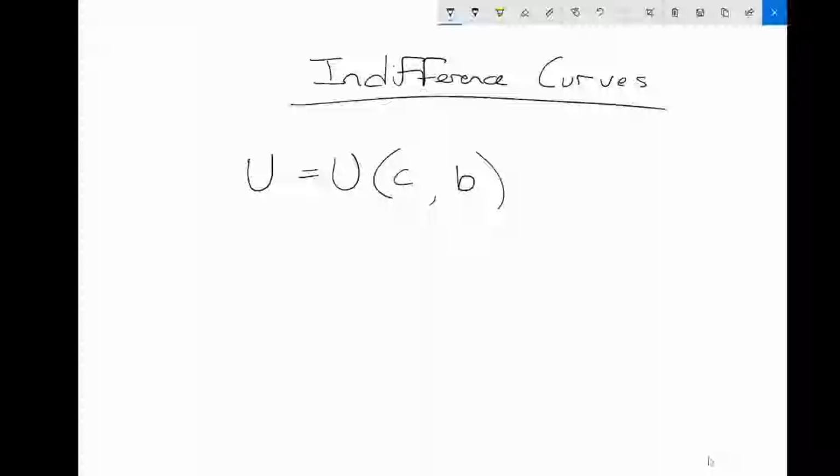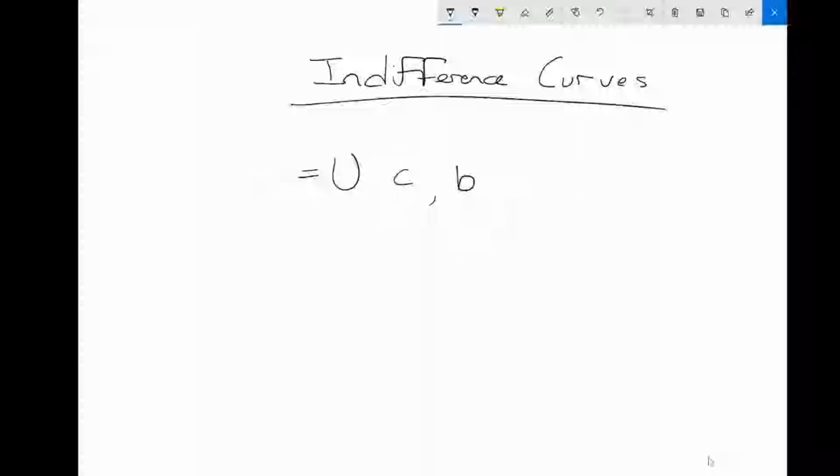Here we go. This is a utility function, and it tells us how much utility people derive from consumption of coffee and bagels. Now let us imagine that we held utility constant and graphed all of the possible combinations of C and B, coffee and bagels, that give the agent the same amount of utility. This is something that we would call an indifference curve. Let me illustrate it.